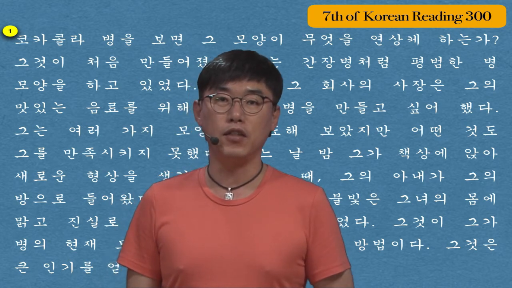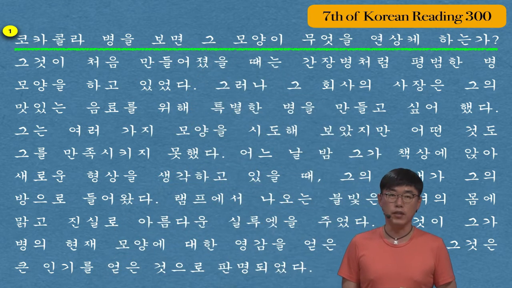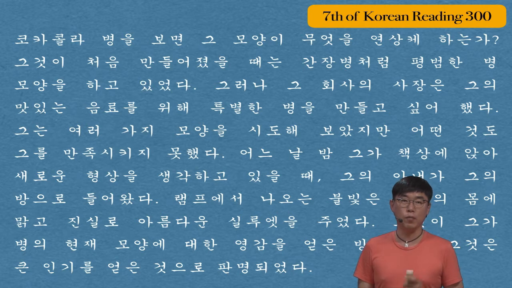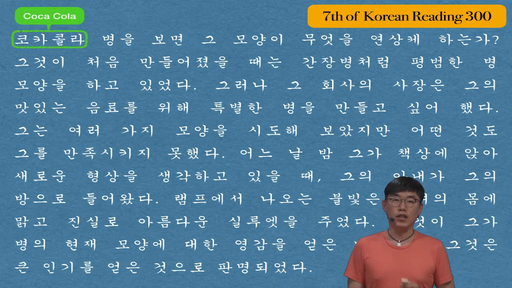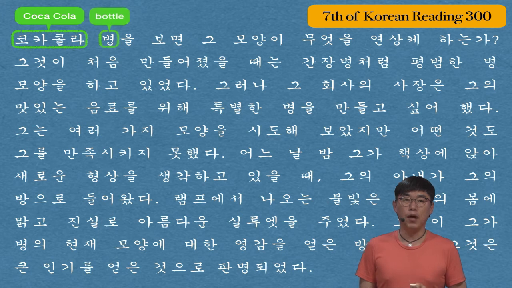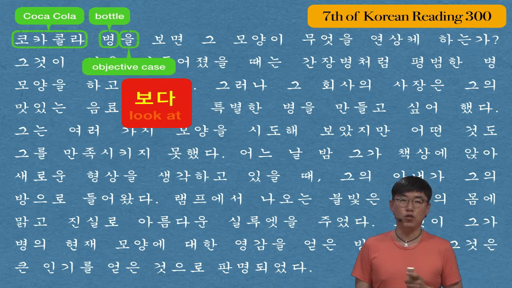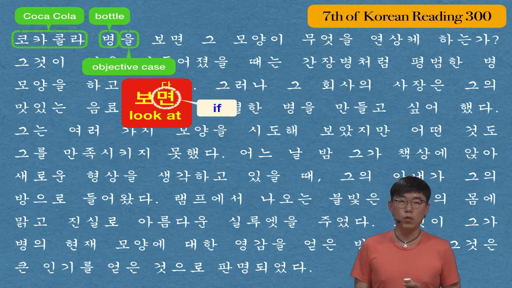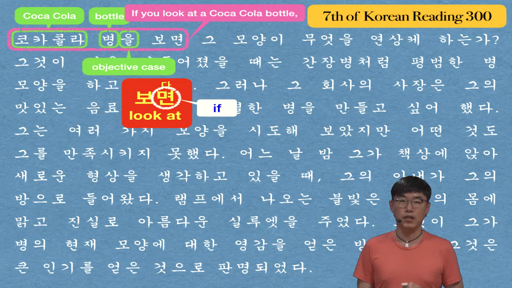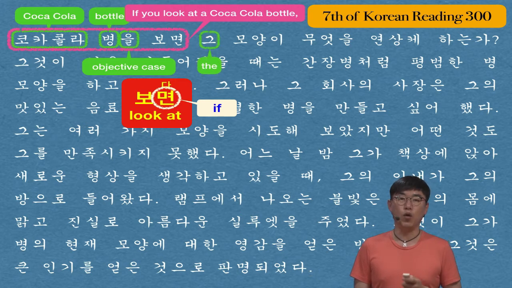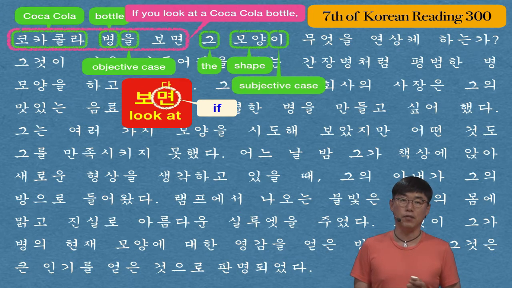The first sentence is 코카콜라 병을 보면 그 모양이 무엇을 연상케 하는가? If you look at a Coca-Cola bottle, what does the shape remind you of? At the previous lecture, we learned that 병 is a bottle, right? And 보면 came from 보다, which means to look at. And the letter 면 is the same as the conjunction if. So, Coca-Cola 병을 보면 is, if you look at a Coca-Cola bottle, and 그 is the, and 모양 is the shape, and 이 is the subjective case.